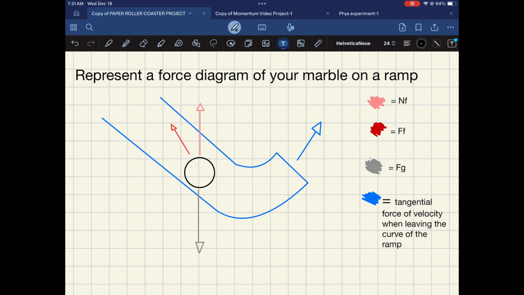This force is representative of the direction that the object would fly in if the centripetal force causing the object to stay in that circular motion were to suddenly disappear. In this case, that force would disappear when the marble flies off the ramp. Then the only forces acting on it would be the tangential force of velocity and the force of gravity.